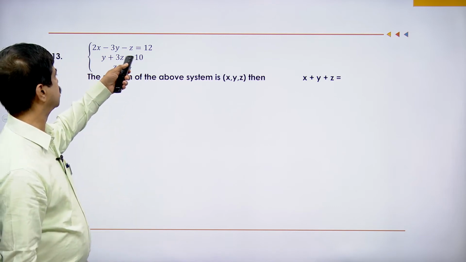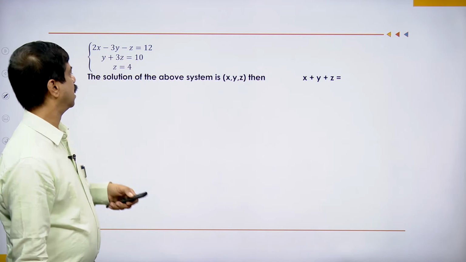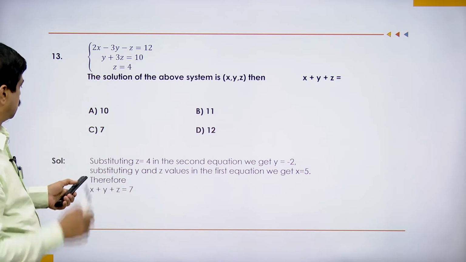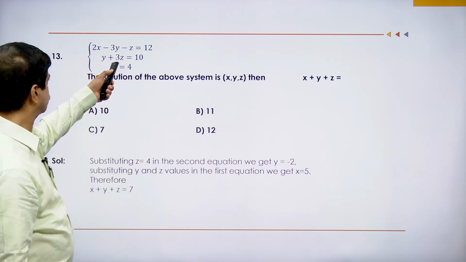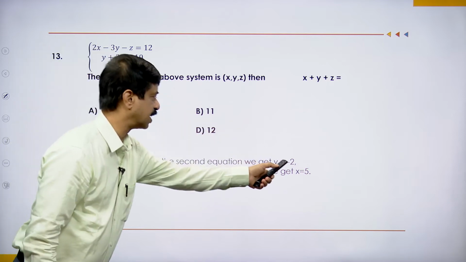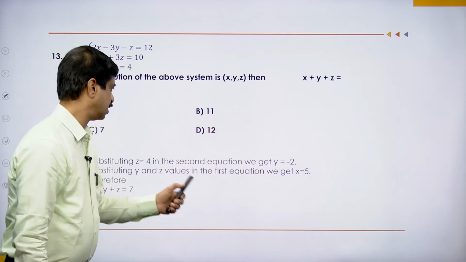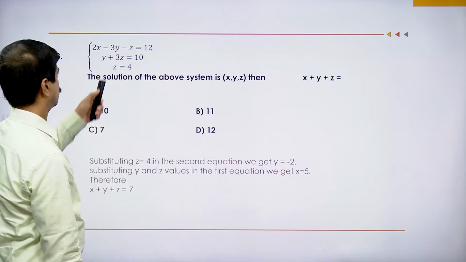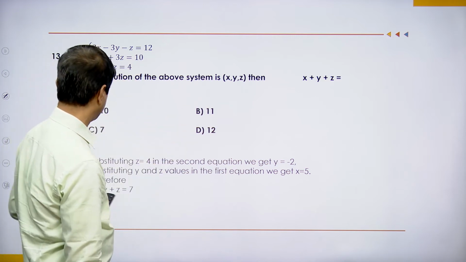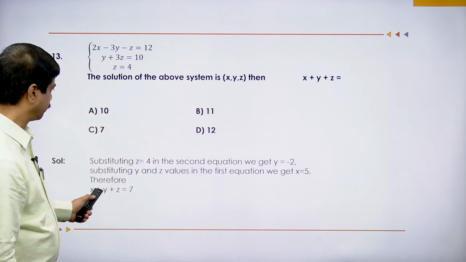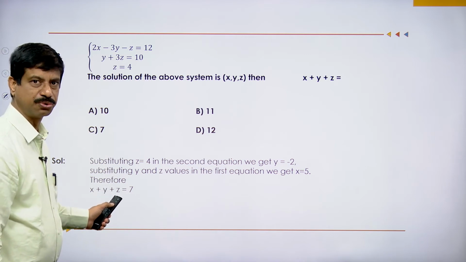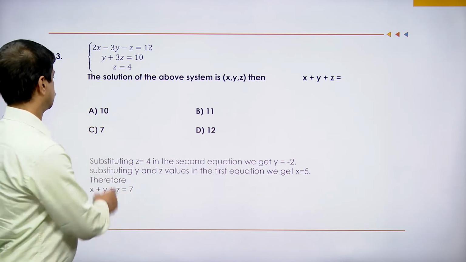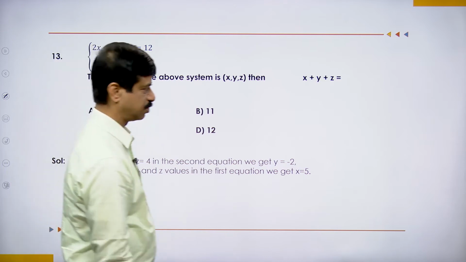So z is known, y is known, substitute them here and get the x value, and then find x plus y plus z. Okay, so now look at this. z is 4. If you substitute z is 4 here, y you will get as minus 2. You know y and z, substitute them in the first equation, you will get x equal to 5, right? So substitute the x, y and z values in this equation. x is 5 plus of minus 2 means 5 minus 2 is 3. 3 plus z is how much? 4. 3 plus 4 equal to 7. So option is C. Please note it quick.